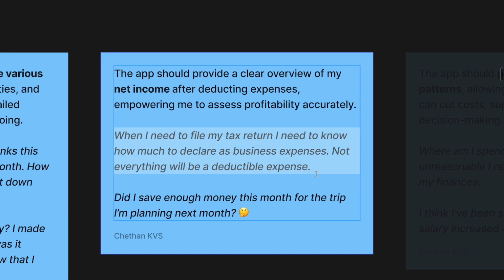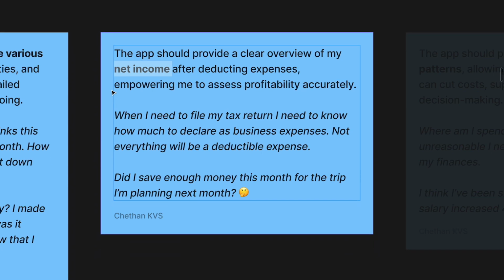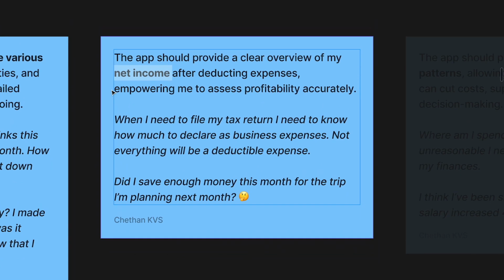So here, one of the ideas that I got was, when I need to file my income tax return, I need to know how much to declare as a business expense, because not everything will be a deductible expense, right? Because net income could be just regular net income, or it could also mean, for example, taxable net income, right? So taxable net income could be different from your other income because some expenses are not deductible, but this money has still gone out from your bank account. So it could be two different things, right? But again, this is just probably 10 to 20% of the user base of this app.